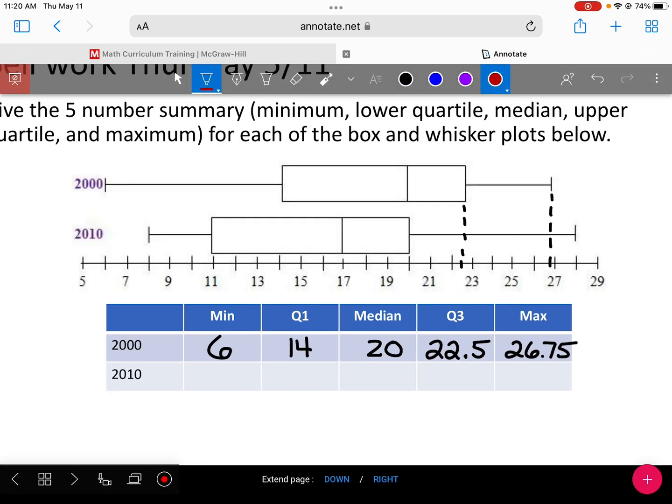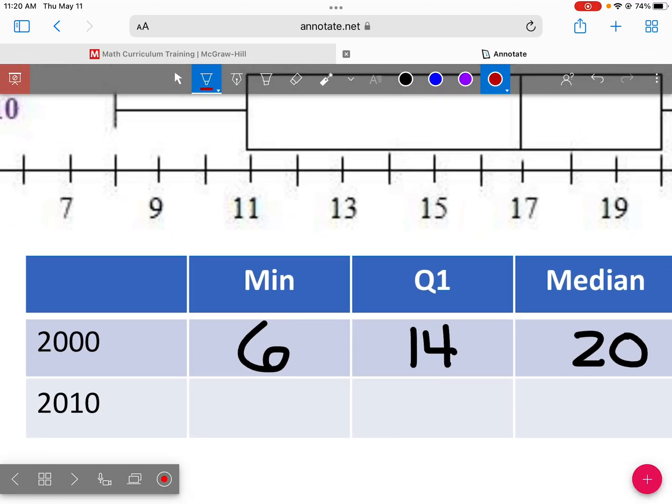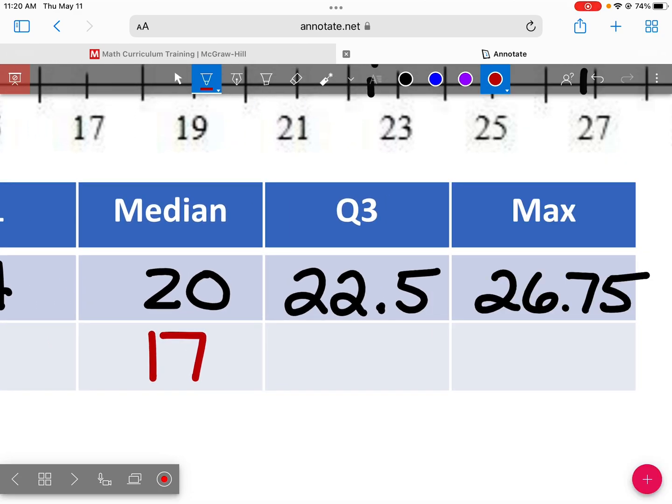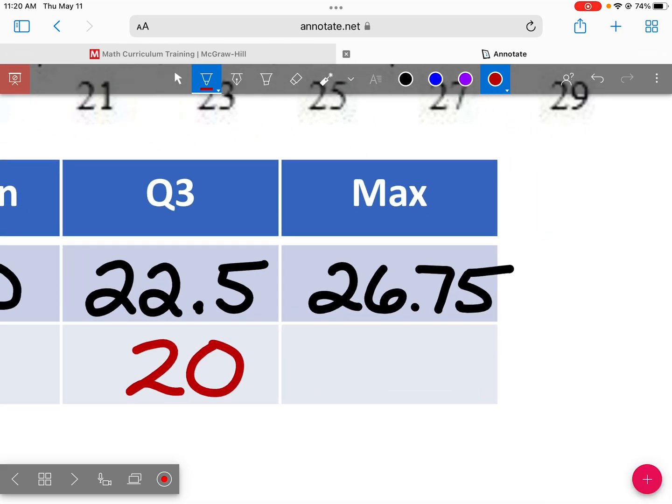What about 2010? Minimum? 8. Q1? 11. Median? 17. Q3? 20. And maximum? 28.